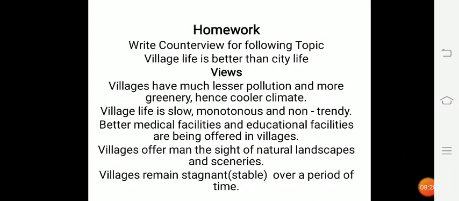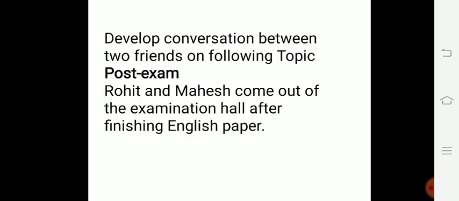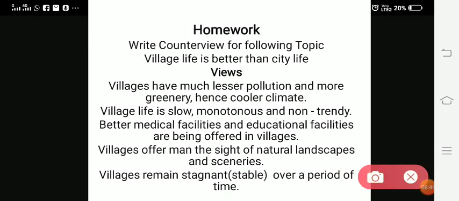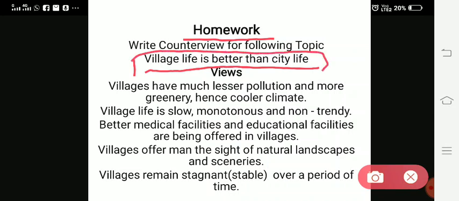Now here is the homework I have given for you. Write a counter view for the following topic. We have to write a counter view, which means the view section is given to us, and the title that is provided is also the view title.